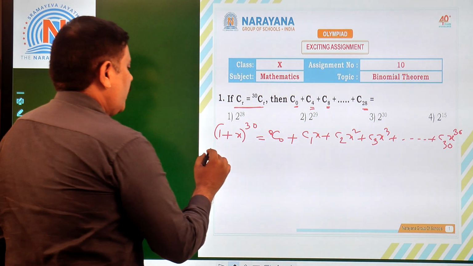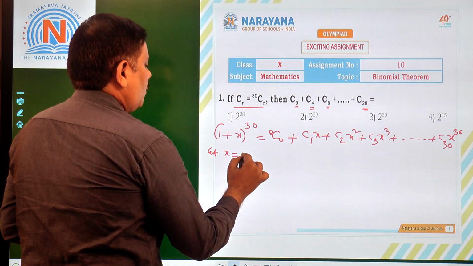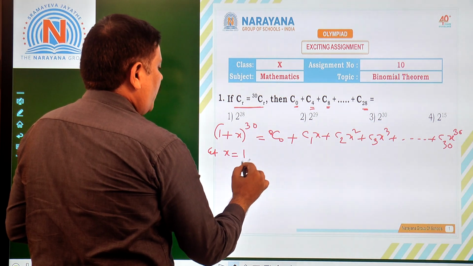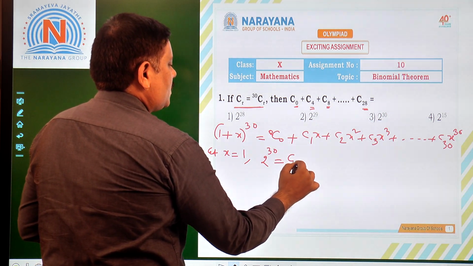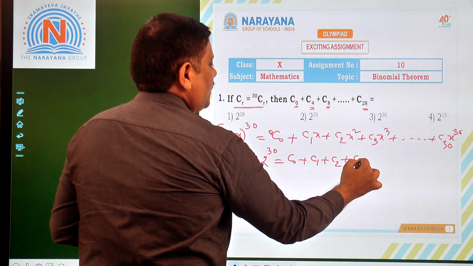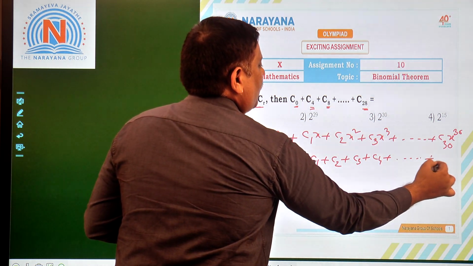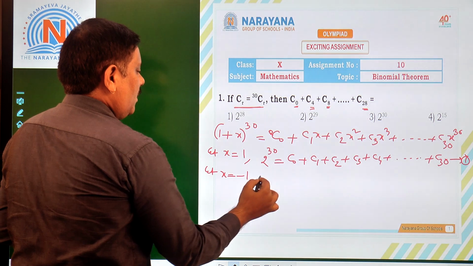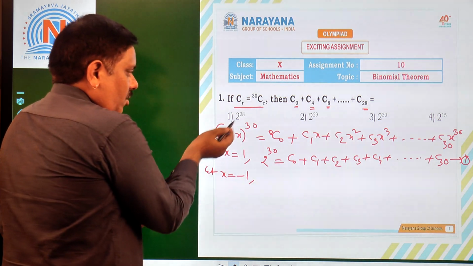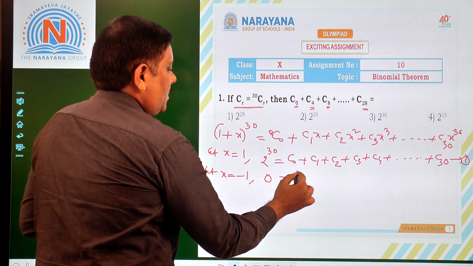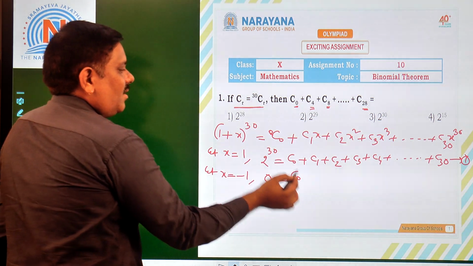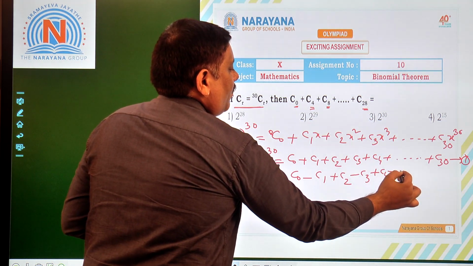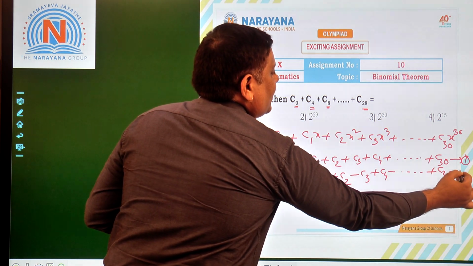So what we are trying to do is, let us take x is equal to 1. The first fourth root of unity is 1. So if you take x as 1, we are going to have 2 to the power of 30 is equal to C0 plus C1 plus C2 plus C3 plus C4 plus so on plus C30. That is condition number 1. Let us take x is equal to minus 1. If you take x as minus 1, 1 minus 1 is 0, 0 power 30 is of course 0, equal to C0 minus C1 plus C2 minus C3 plus C4 minus so on plus C30. That is the second condition.